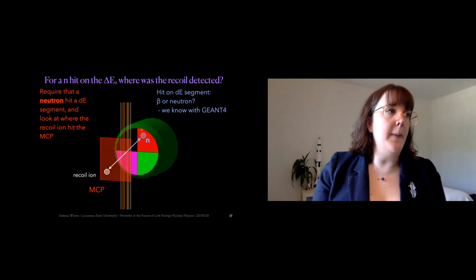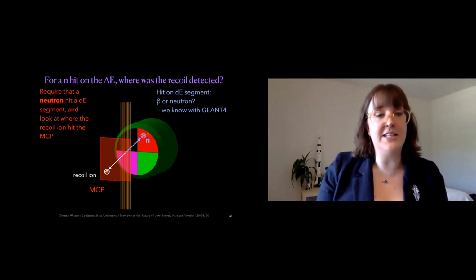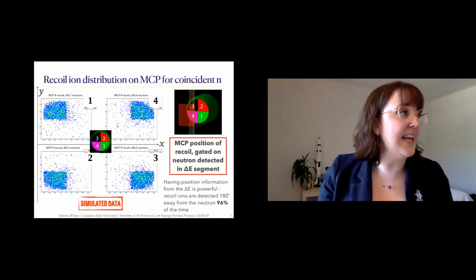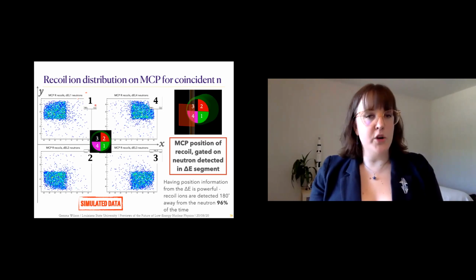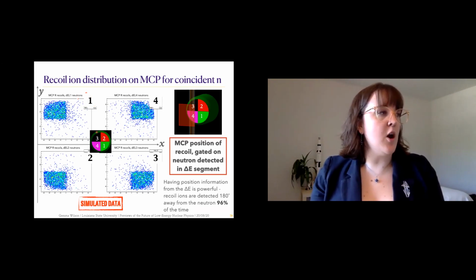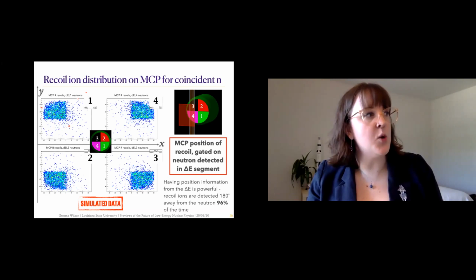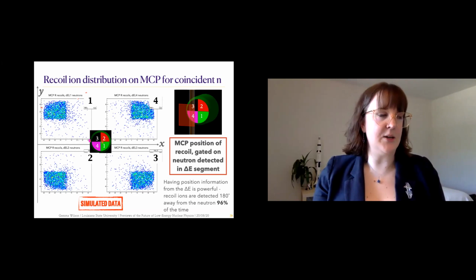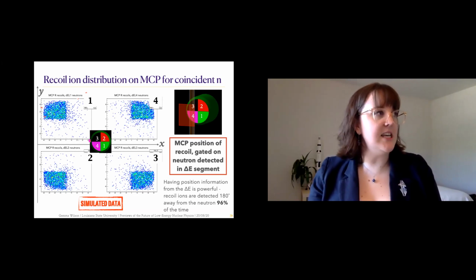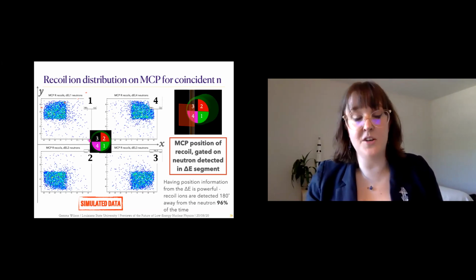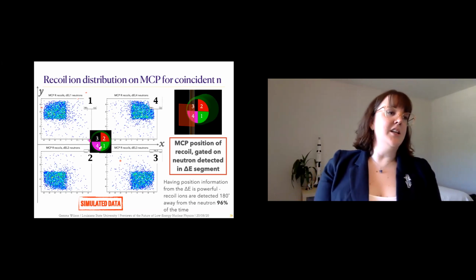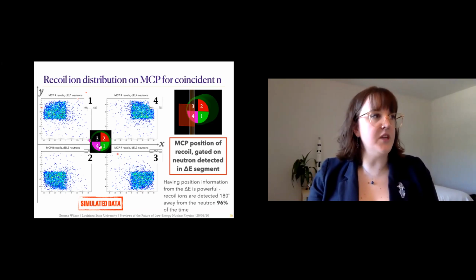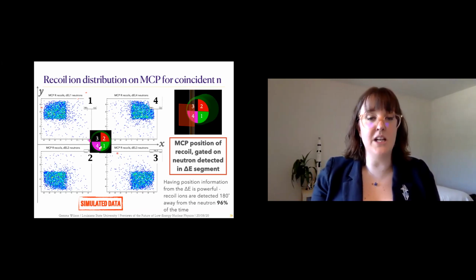Instead, if we now require that a neutron has hit the delta E detector and we do the same thing, you'll see something incredibly different. Again, this histogram label 1 corresponds to any recoiling ions in coincidence with a neutron hitting this bottom right segment of the delta E. And you see the majority of the recoiling ions in the top left, which is 180 degrees away. And so 96% of the time, we're detecting these neutron recoil ion pairs completely back to back.